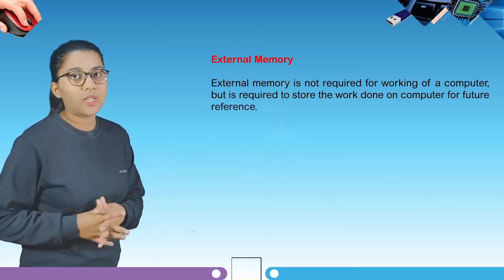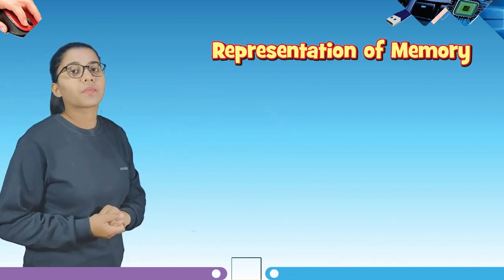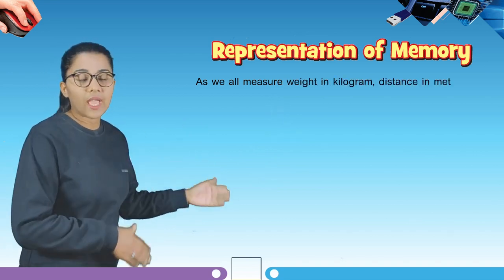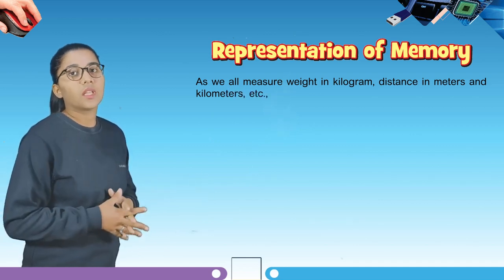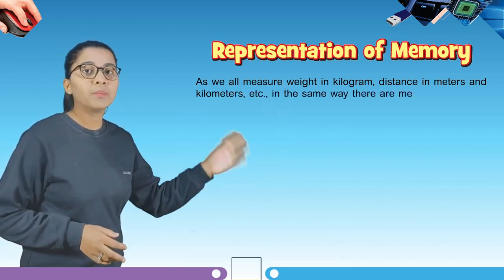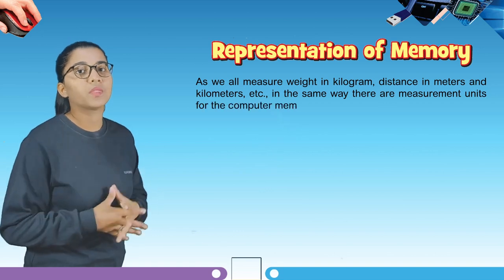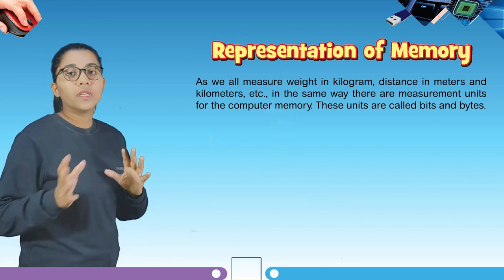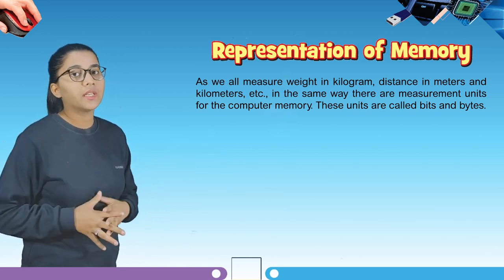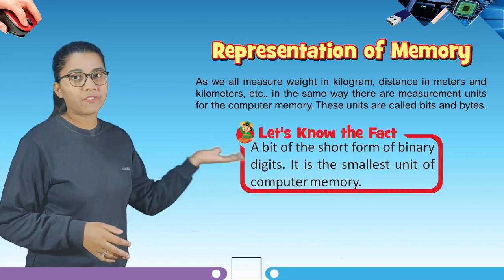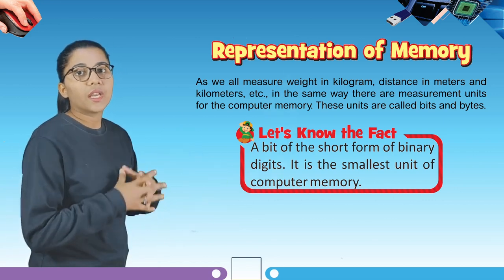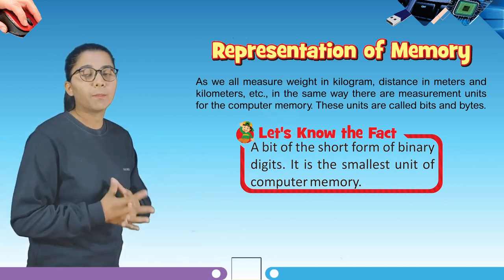So students, now let's jump to our next topic, that is representation of memory. As we all measure weight in kilograms, distance in meters and kilometers and so on, in the same way, there are measurement units for the computer memory. These units are called bits and bytes. So students, before we learn about bits and bytes in detail, let's have a look at an interesting fact. A bit is the short form of binary digit, it is the smallest unit of computer memory.